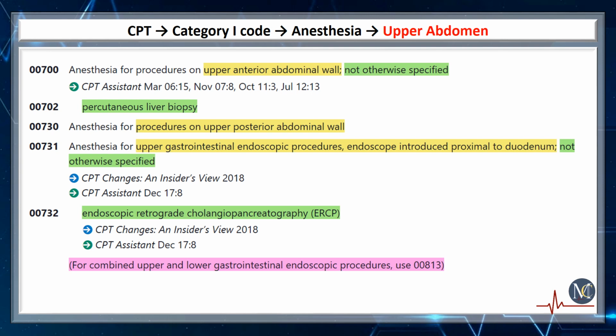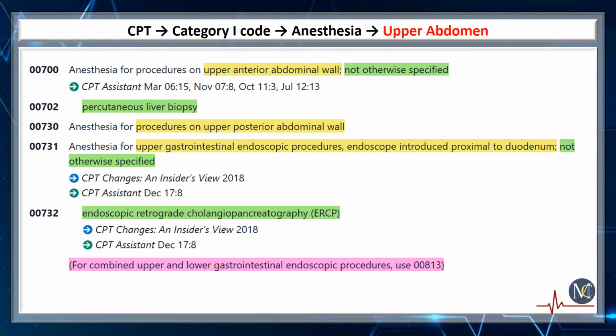Next code is 00702. Percutaneous liver biopsy. Percutaneous liver biopsy means inserting a thin needle through the belly into the liver and removing a small piece of tissue. Next code is 00730. Anesthesia for procedure on upper posterior abdominal wall. Posterior abdominal wall means the back of the abdominal wall.